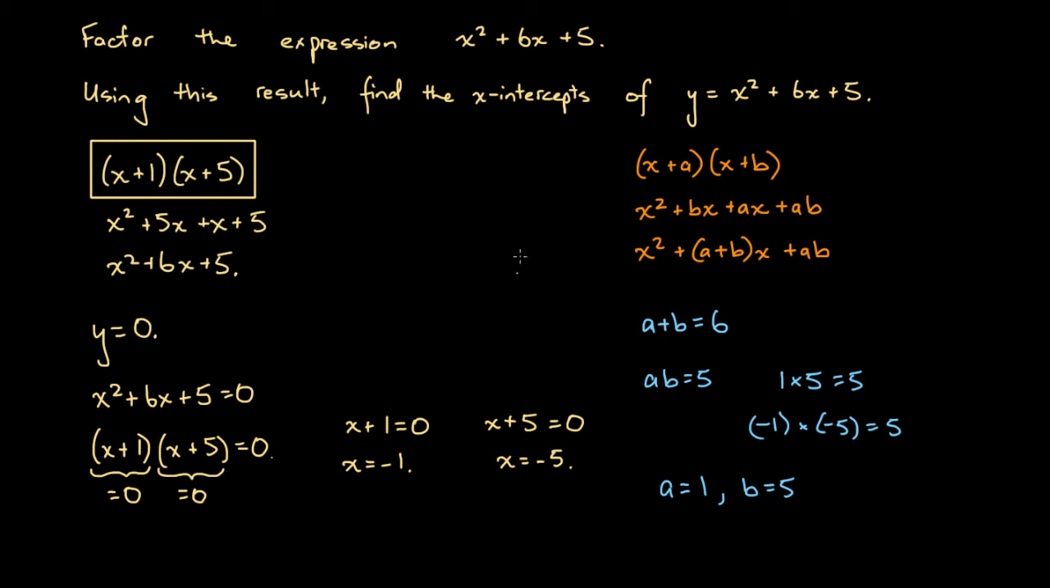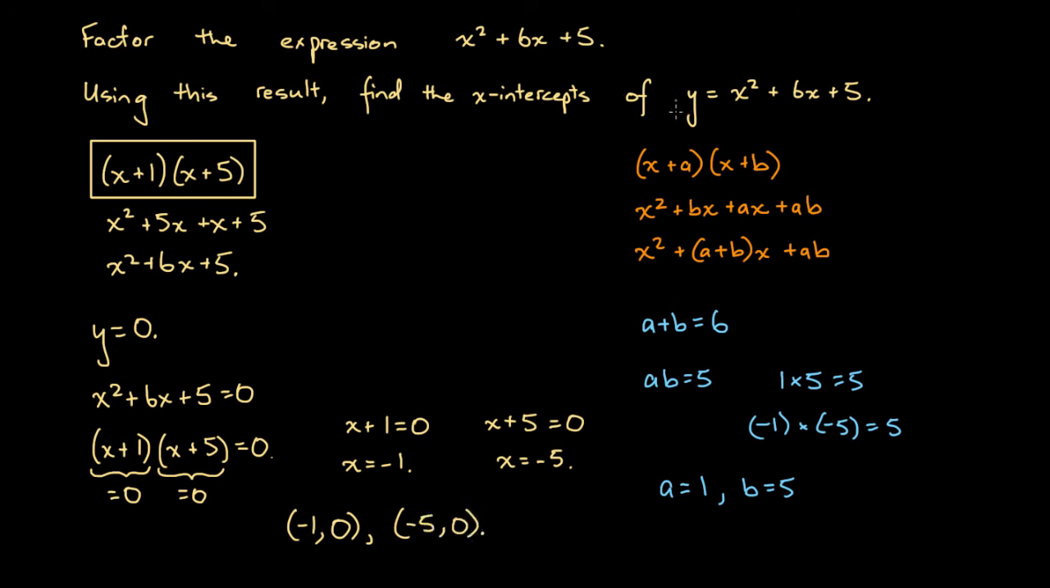In other words, the two x-intercepts are the points -1, 0. So this is the x-coordinate and then the y-coordinate of the x-intercept, remembering that y equals 0. That would be one x-intercept, and another x-intercept would be -5, 0.